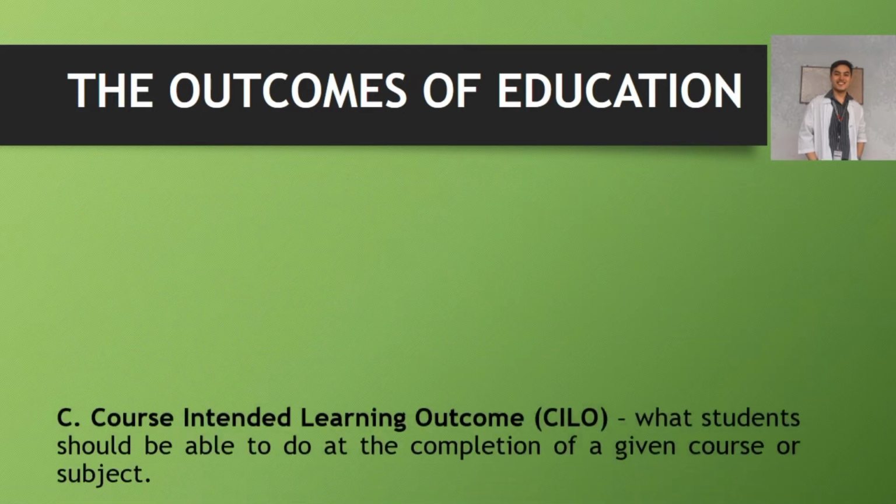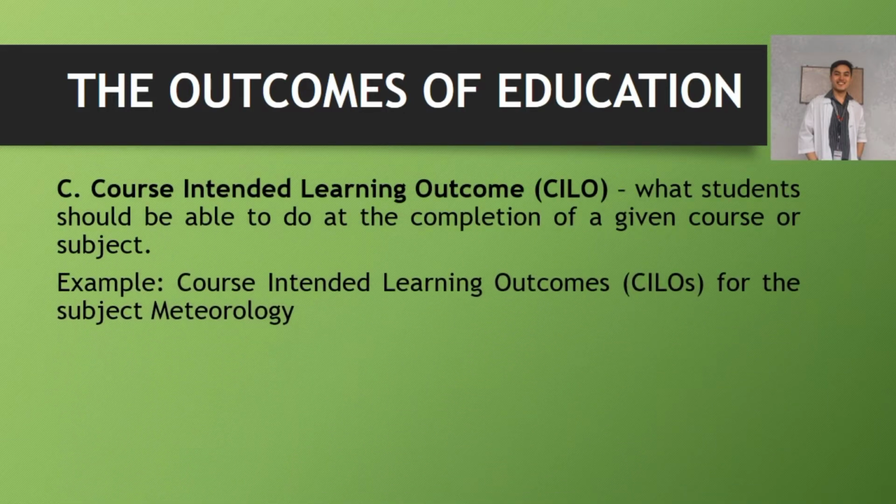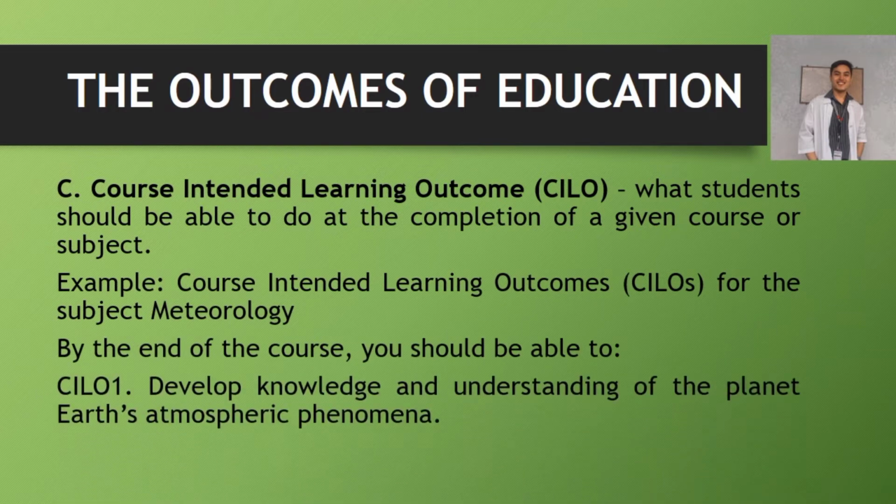So the next one will be the course intended learning outcomes, or the CILO. This is what students should be able to do at the completion of a given course or subject. So course intended learning outcomes identify how students may demonstrate achievement by the end of the course, according to predetermined standards of performance and content.